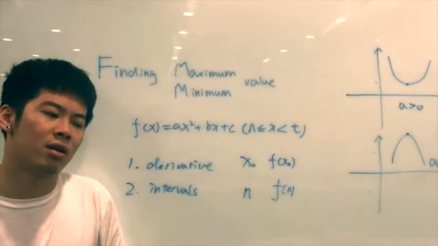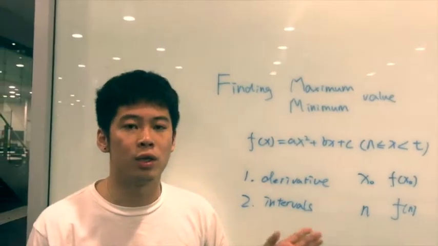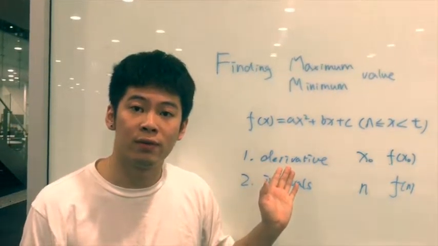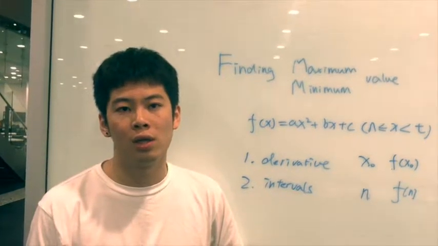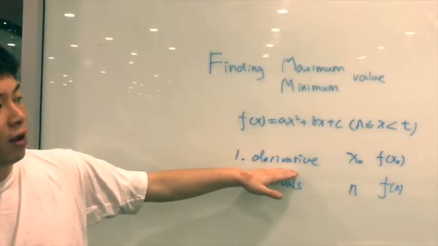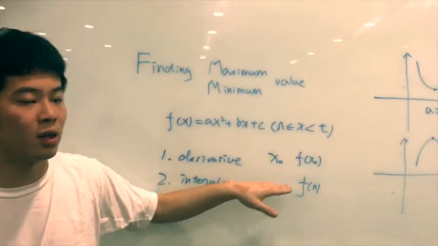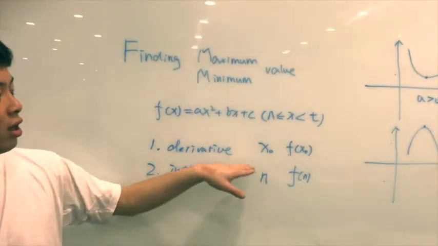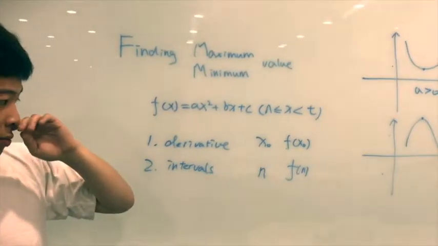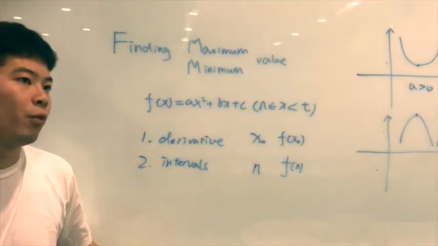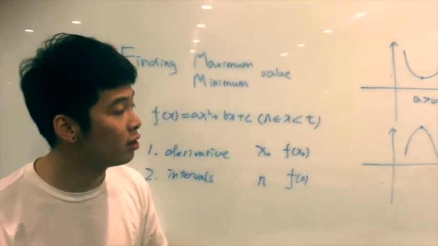There is a main method to find the maximum and the minimum point. The first step is to get the derivative of f(x), and then we consider the intervals. So first, the derivative. We get the derivative first, and let the derivative of f(x) equal 0. So we can find x0 and the value f(x0). And we need to define which is the lowest point and which is the highest point. It depends on a.